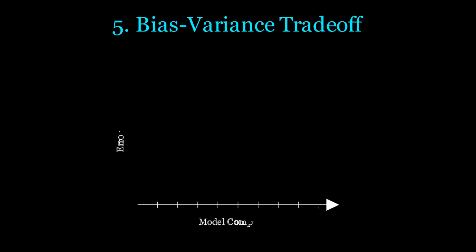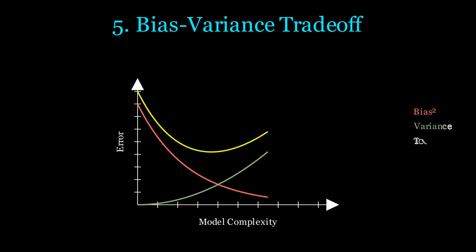High bias happens when a model is too simple, underfitting. High variance happens when a model is too sensitive to small fluctuations, overfitting. Our goal is to find the sweet spot, where the total error, the sum of bias squared, variance, and irreducible noise, is at its minimum.